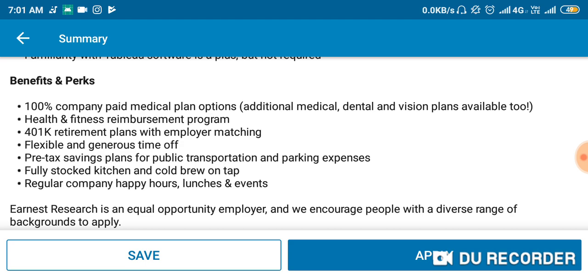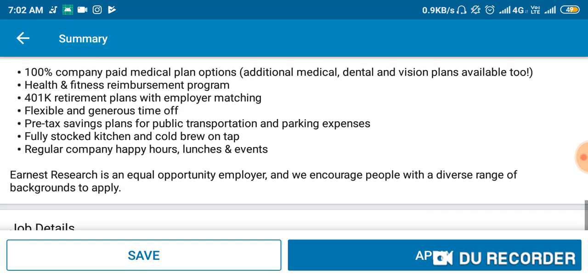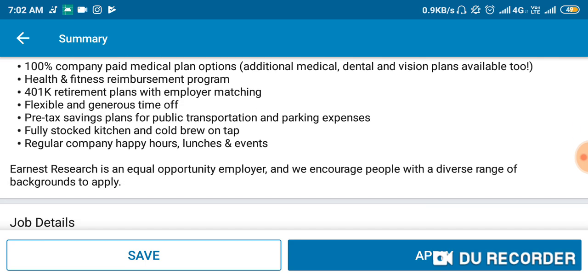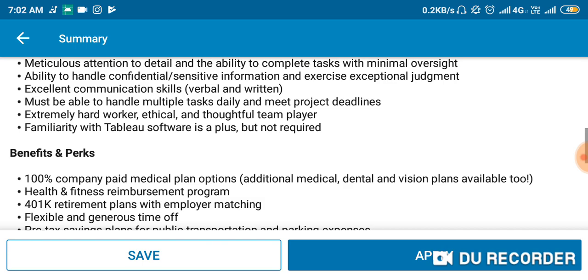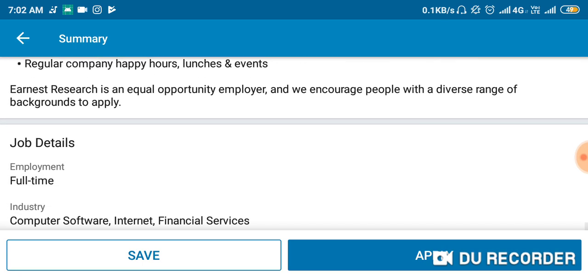So 100% company paid medical plan options, health and fitness reimbursement program, 401k retirement plans. We should not focus on these benefits and perks. Actually, every company should have some benefits and perks facilities. So these are not the main thing that we have to look at here, we just have to look for the requirements. So this is a very good thing.